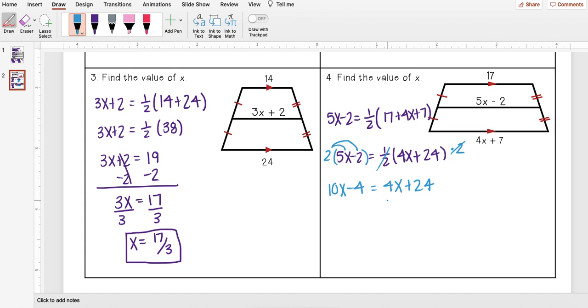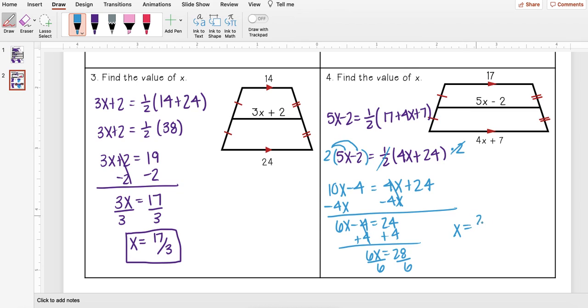Now I'm going to go ahead and solve, so I'm going to subtract 4x from both sides. Add 4. And then divide both sides by 6, and I get that x is equal to 28 over 6, or if you reduce that fraction, you get 14 over 3.